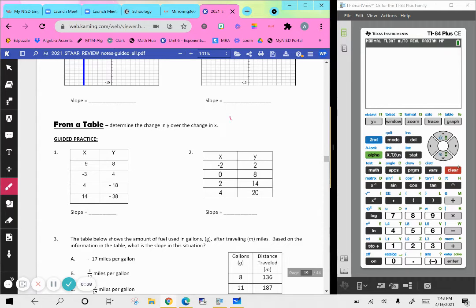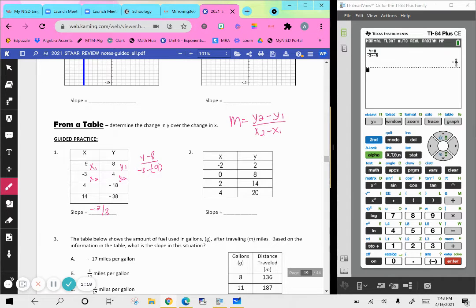So we could say slope is y2 minus y1 over x2 minus x1, and we're going to label these values x1, y1, x2, y2, and plug them in. So 4 minus 8 over negative 3 minus negative 9. I can type that straight into my calculator by hitting alpha y equals and doing 4 minus 8 over negative 3 minus negative 9, and I get negative 2/3.